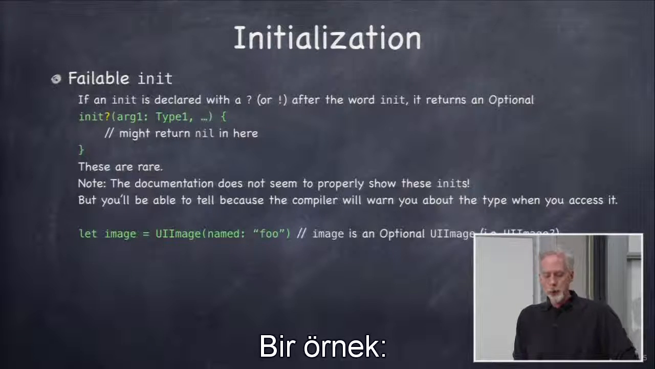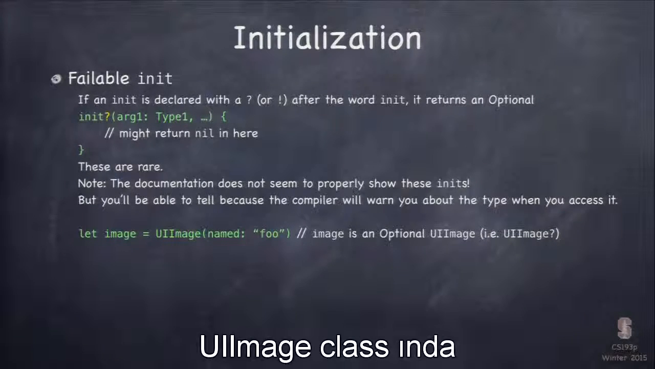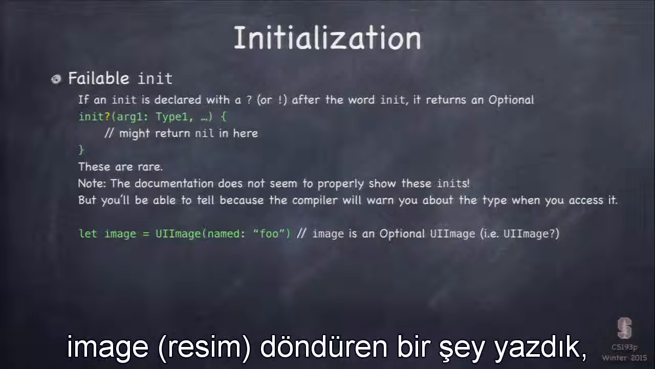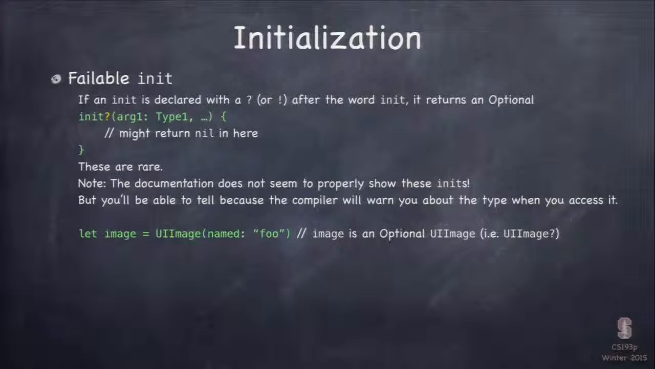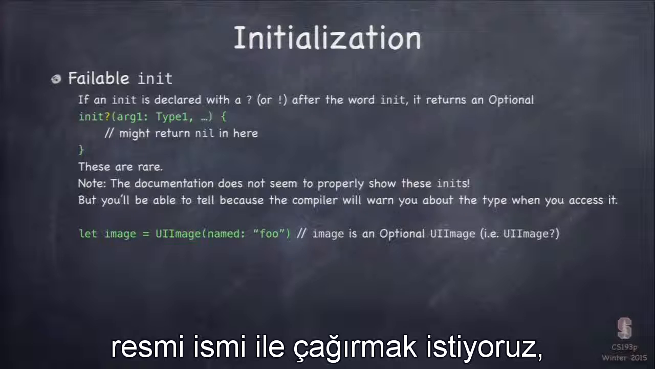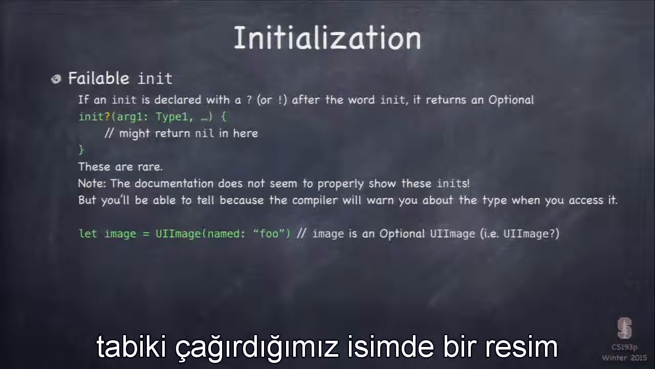So let's look at an example of this. So UIImage, okay? It's a class in UIKit. And it returns an image. And you can ask for an image by its name. But of course, that image named that might not be anywhere in your project. So this thing can return nil.